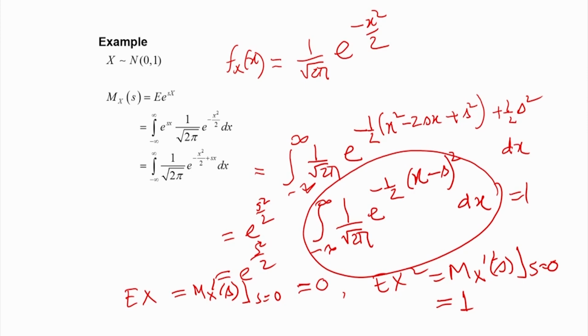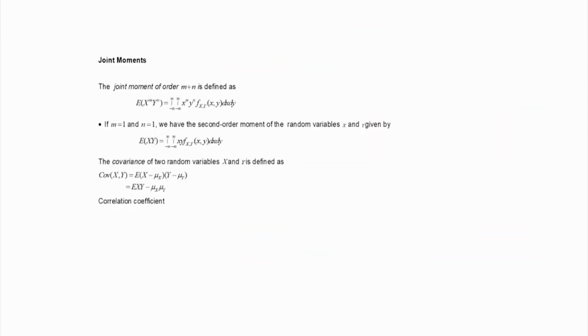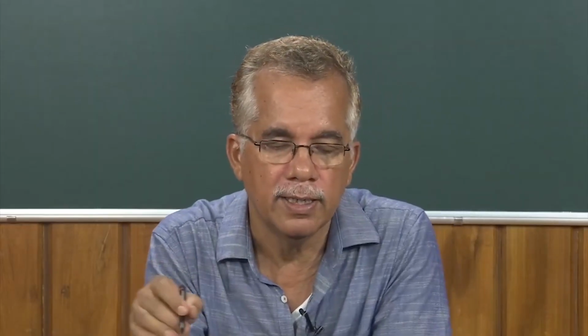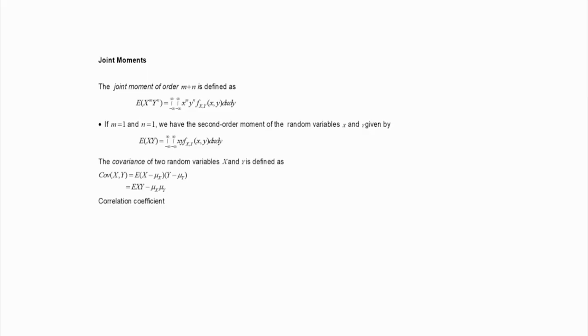So, that way we see the utility of the moment generating function, and we will be using the moment generating function in our subsequent proofs. So, we defined the moment for a single random variable; we can define the moments for multiple random variables. So, for two random variables X and Y, the joint moment of order m plus n.